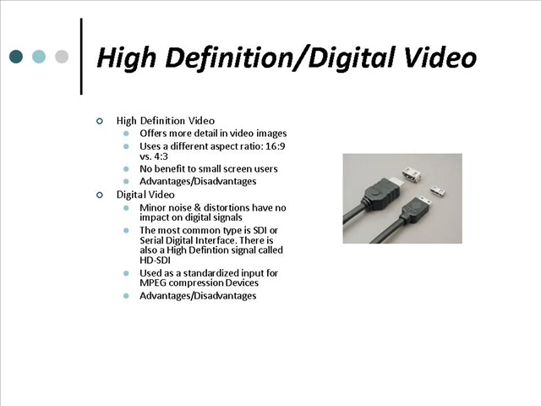The digital video: minor noise and distortions have no impact on digital signals. The most common types are SDI, or serial digital interface, and there is also a high definition signal called HD-SDI. It's used as a standardized input for MPEG compression devices, and it has several advantages and disadvantages.